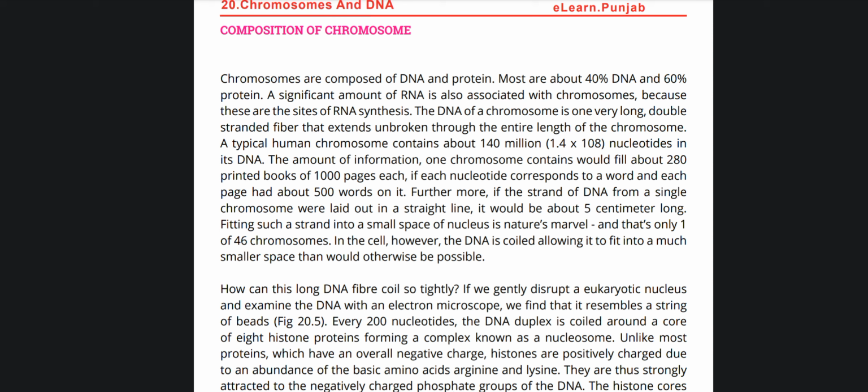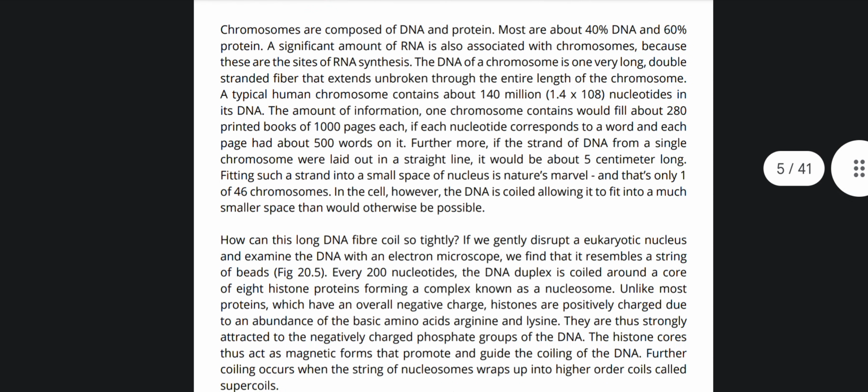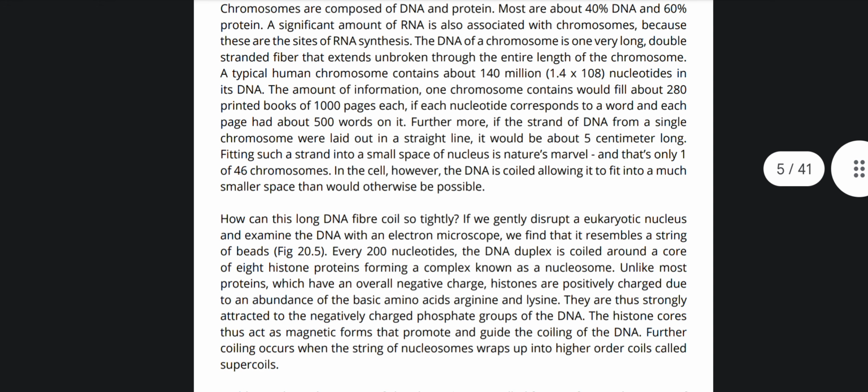The DNA of the chromosome is one very long double-stranded fiber that extends unbroken through the entire length of the chromosome. A typical human chromosome contains about 140 million nucleotides in its DNA, and the amount of information one chromosome contains would fill about 280 printed books of 1,000 pages each, if each nucleotide corresponds to a word, and each page had about 500 words on it.